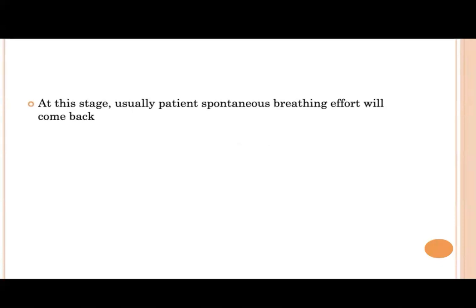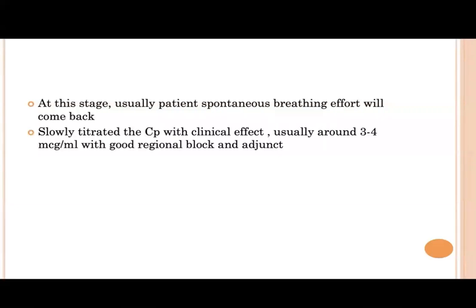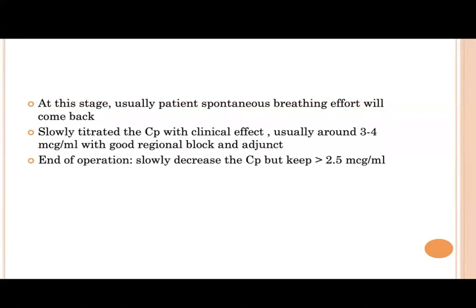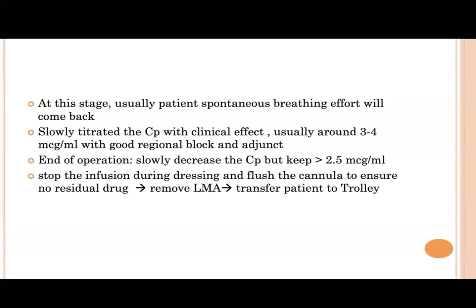At this stage, usually because of the stimulation, the patient will return to spontaneous breathing, and we can slowly titrate the plasma concentration according to the clinical effect. Usually we can keep around 3 to 4 mic per mil with a good regional block and use of adjuncts. At the end of the operation, you can slowly decrease the plasma concentration, but keep it more than 2.5 mic per mil until the nurse does the dressing.